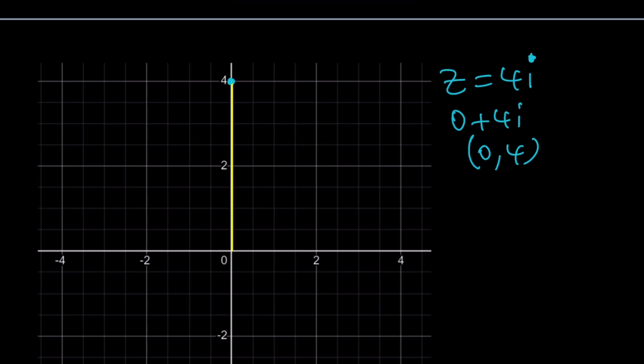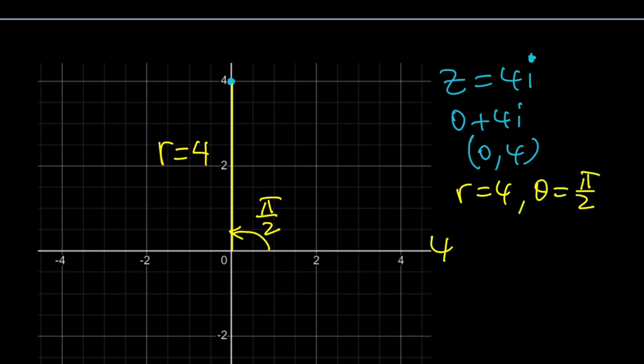And as you can see here, r will be 4 because it's just the distance from 0. And theta would be what? Pi over 2, right? Because we're basically on the positive y-axis, making a 90-degree angle with the positive x-axis. So r is equal to 4, theta is pi over 2. How do you put it together? 4i equals 4 times e to the power i times pi over 2.